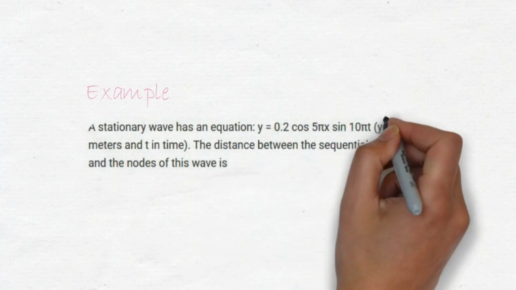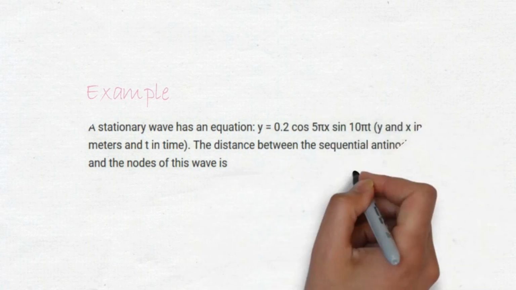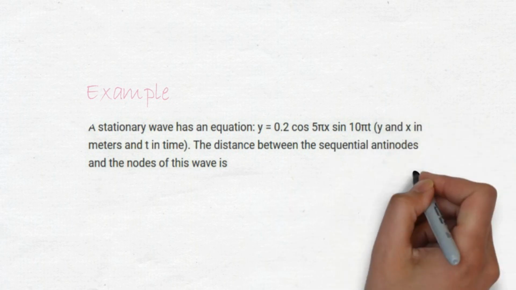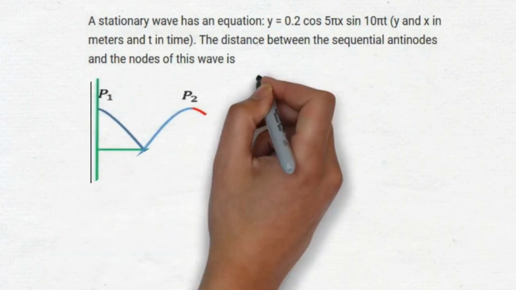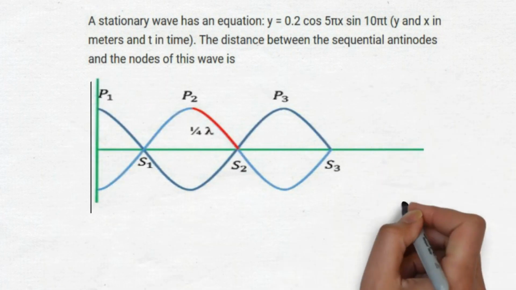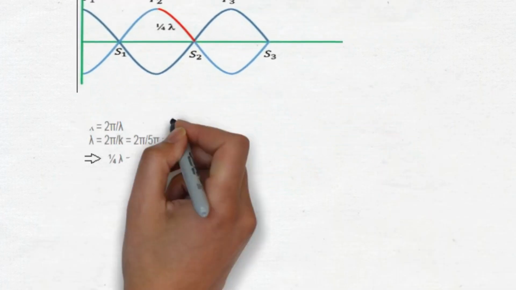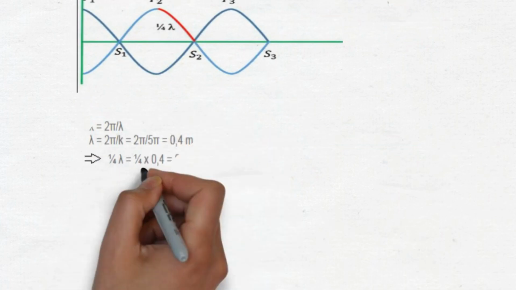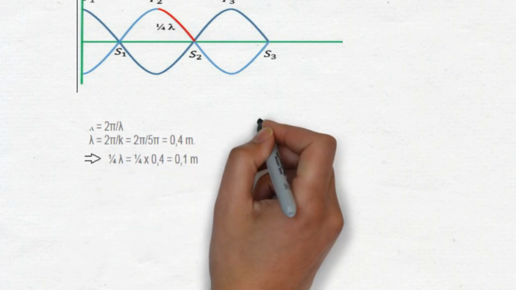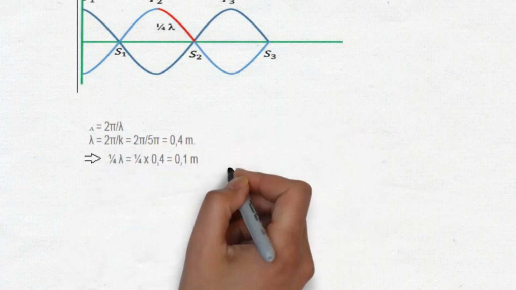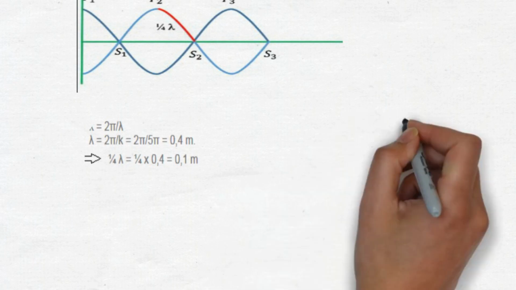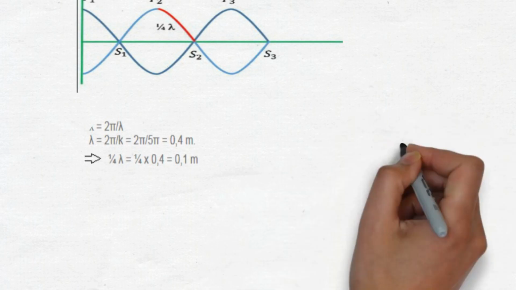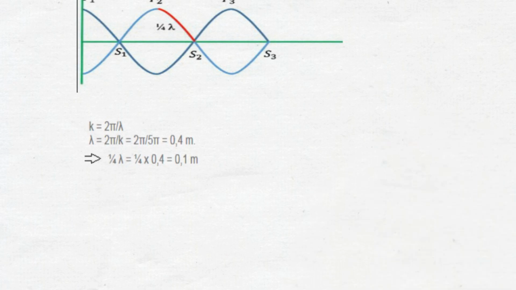As we can see in the picture, the distance between sequential nodes and antinodes is the same as a quarter wavelength. So we have to find the wavelength. Well, k is 2 pi over lambda, so we can swap lambda and k, where lambda is 2 pi over k. We put k into the equation. k is 5 pi, so lambda is 2 pi over 5 pi, which equals 0.4 meters. So we can find the distance between the antinodes and the nodes, which is a quarter of lambda. A quarter multiplied by 0.4 is equal to 0.1 meters. And that is the answer.